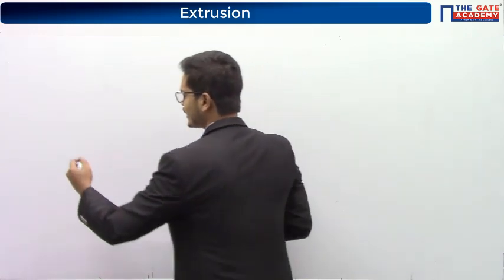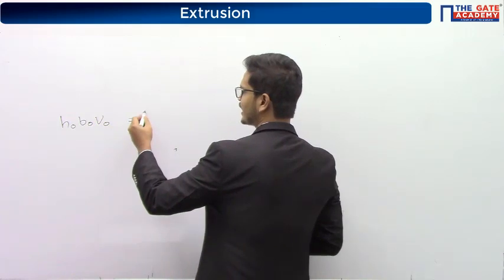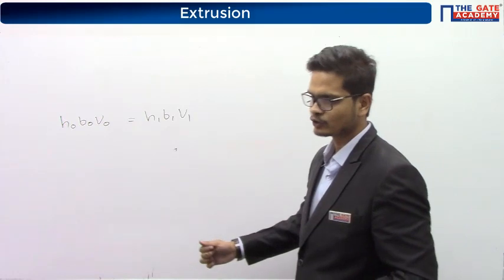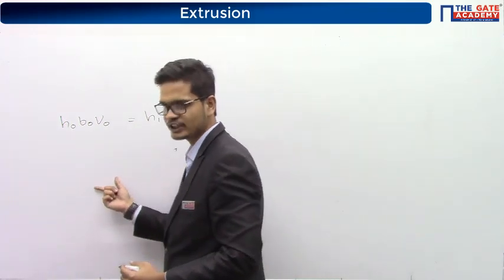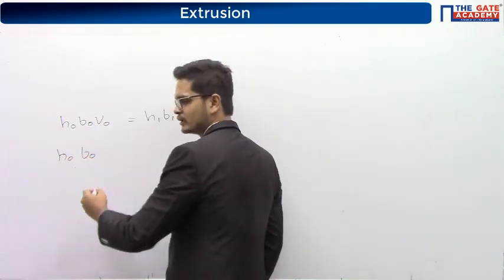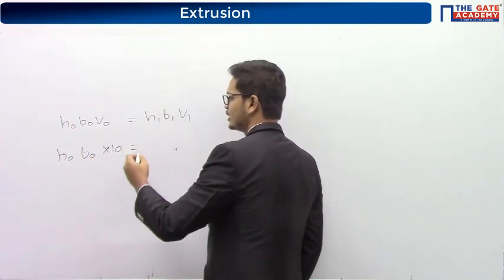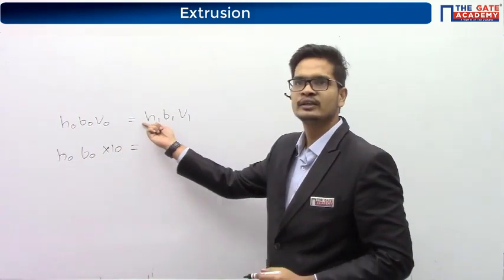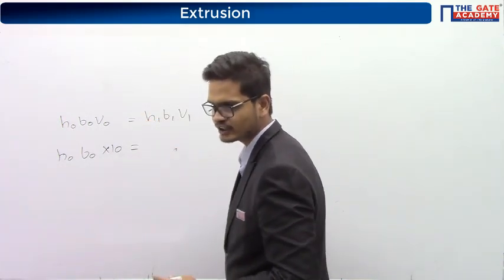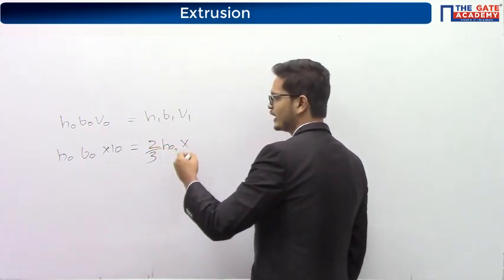So material is entering at the rate of H0, B0, V0, and it is exiting at a rate H1, B1, V1. Let us say the initial thickness is H0, and the initial plate width is B0 only. The initial velocity they have given as 10. Then the final thickness, they are saying, is 2/3 of the initial thickness. So it is 2/3 H0 into B1.